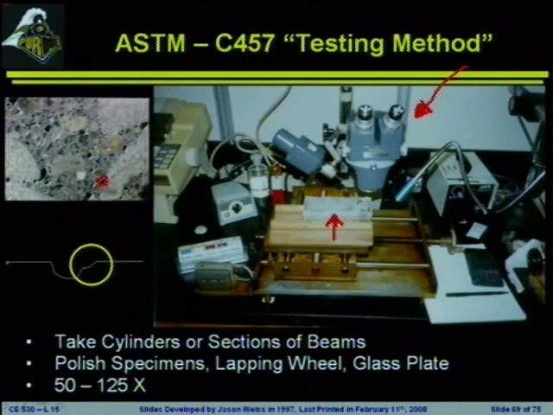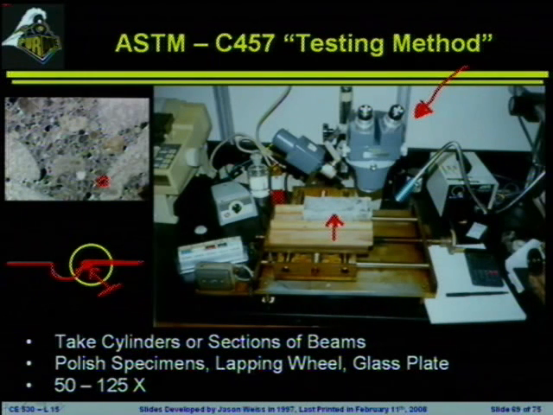The basic idea is that you'll see the surface of the concrete. There'll be an air bubble, and in theory the air bubble should simply just be the size that it was originally. Sometimes if it's not prepared properly, you can get this little edge to knock off of the system, which can give you some erroneous readings. So you need to be especially careful when you're preparing the samples. So the cylinders are cut. They're either cylinders or they're sections of beams.